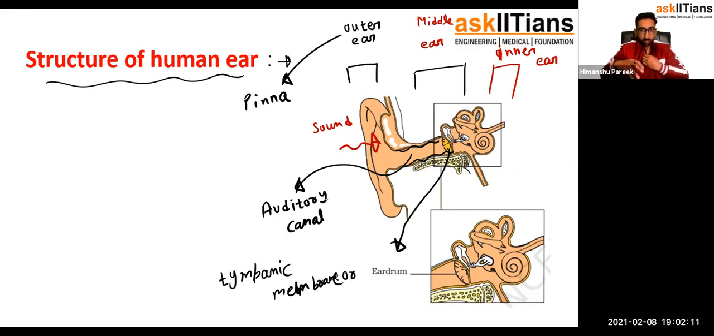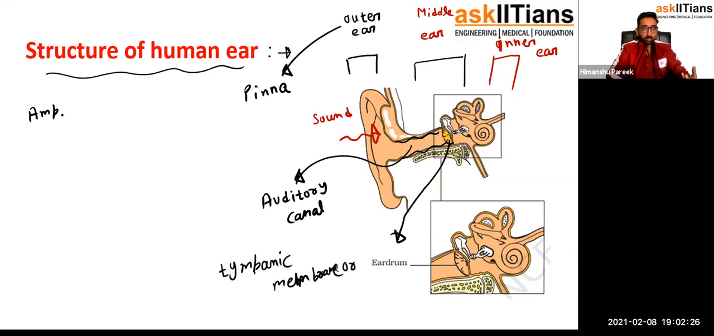Okay. And for the amplification of these vibrations, we have three bones. One is called hammer, second is called anvil, and third is called stirrup. So let me just write down. So who does the amplification? This question can be asked in the exam, maybe in the Olympiad exam. So hammer, these are the three bones basically which will do the amplification.